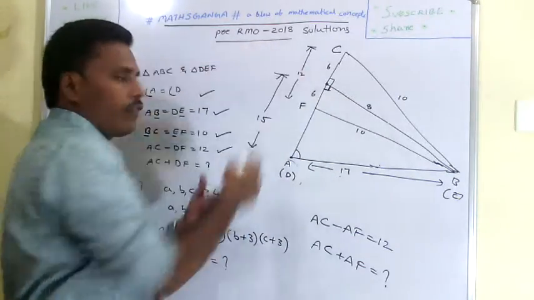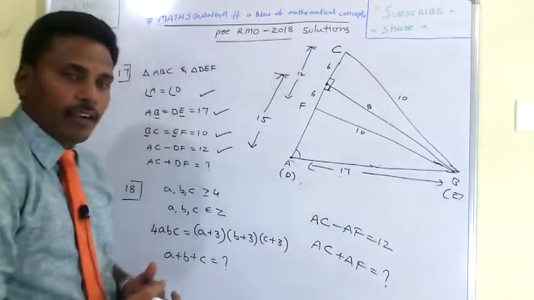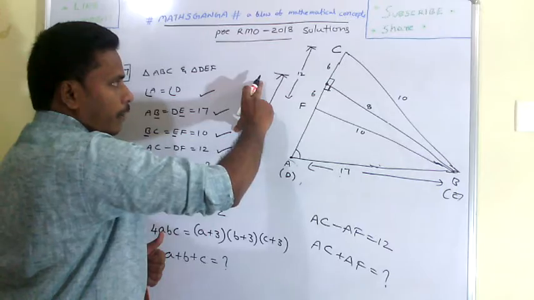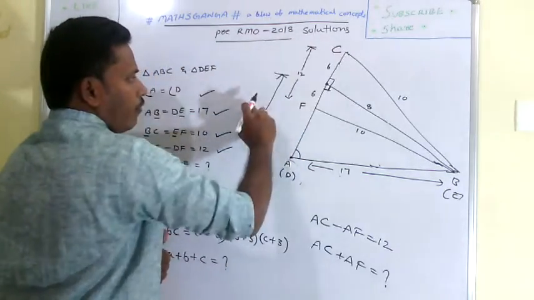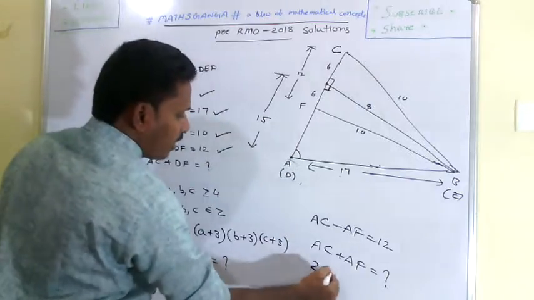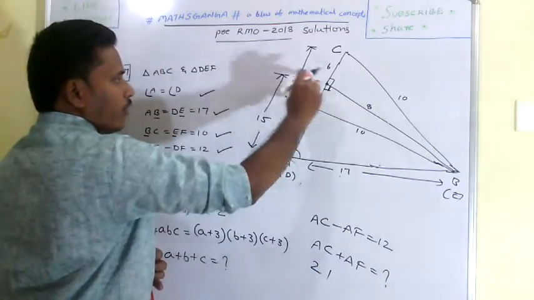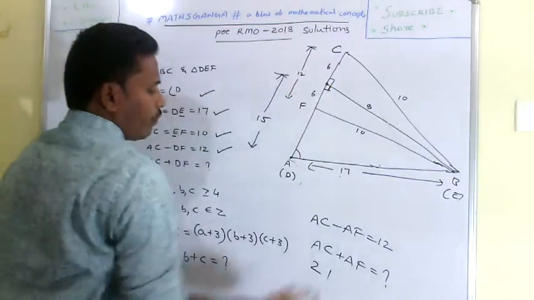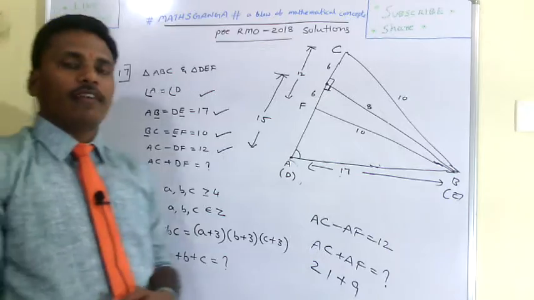Since this length is 15, what we need to calculate is AC plus AF. Since this length is 15 and this length is 6, from A to C, 15 plus 6, 21 is the length. And from A to F, the total length is 15 and just subtract 6. 15 minus 6 is 9 and AF is 9. So AC plus AF is 30.